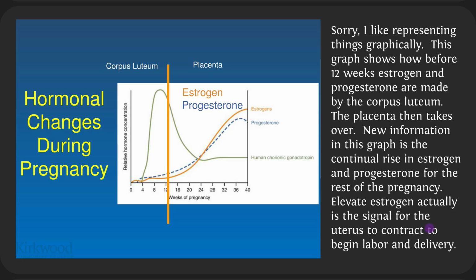Sorry, I like representing things graphically. So this graph shows how before 12 weeks, estrogen and progesterone, shown in orange and blue here, are produced by the corpus luteum. After 12 weeks, their production ramps up quite a bit, but this estrogen and progesterone is created by the placenta. Eventually, the estrogen levels get so high that that's actually the signal for the uterus to contract and begin labor and delivery.